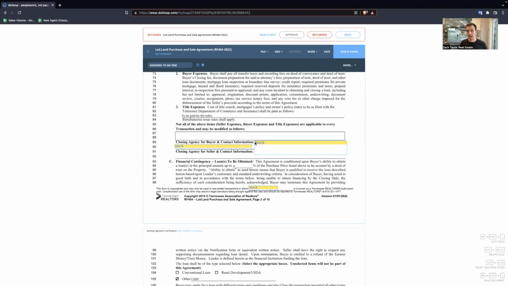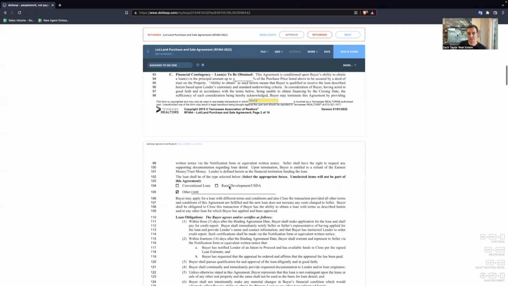I've seen some contracts where only one is put here, like closing agency for buyer, but then the seller is left blank, or the seller has a TBD, and there's never an amendment in their file to show who was the closing agency for the seller. So make sure this is fully filled out. Call the listing agent if you don't know who they want to use.